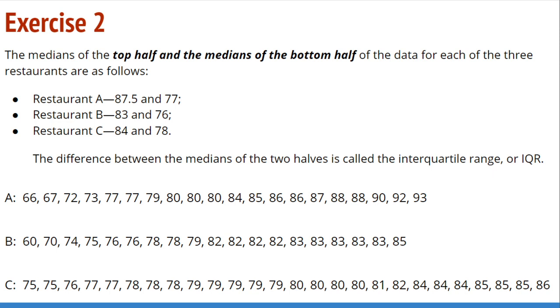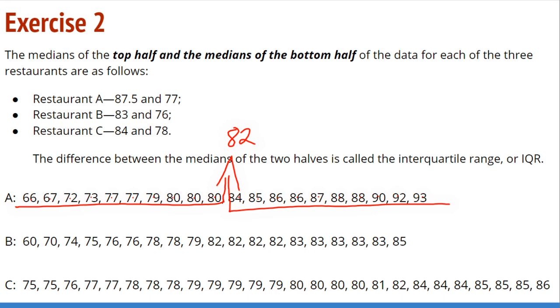So we've got restaurant A here, and the first thing we need to do is find the median. We've got 1, 2, 3, 4, 5, 6, 7, 8, 9, 10, 11, 12, 13, 14, 15, 16, 17, 18, 19, 20. We've got 20 data points, which means the median needs to be in between 10 and 11. So the median is going to be between 80 and 84. 80 plus 84 is 164, divided by 2 is 82. All right, so that's the median.